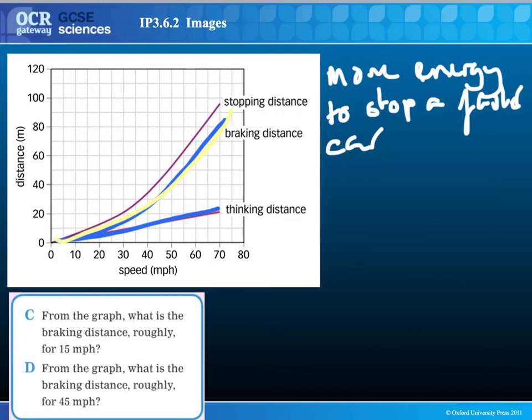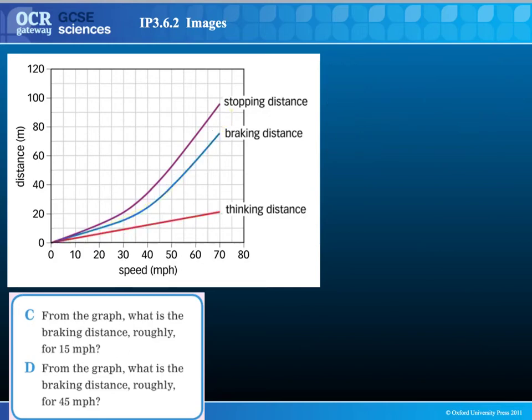The final thing that we need to be able to do is to try and take information off this. So if you were looking at this graph, and you were asked to calculate the braking distance at 15 miles an hour, you'd have to go up from 15 to the braking distance line and then across, and it gives you a braking distance of, I would say, roughly about 8 meters.